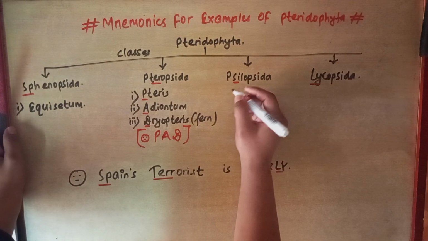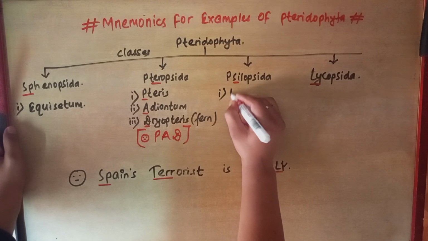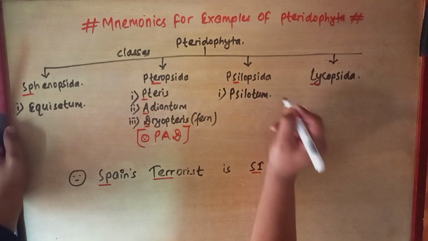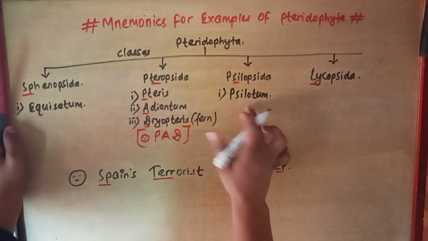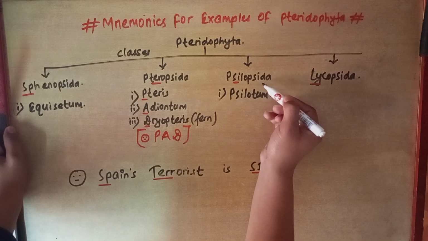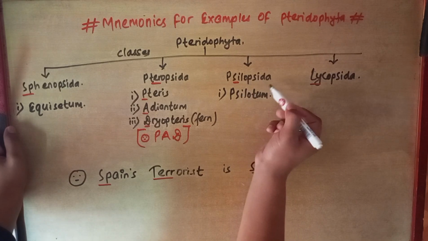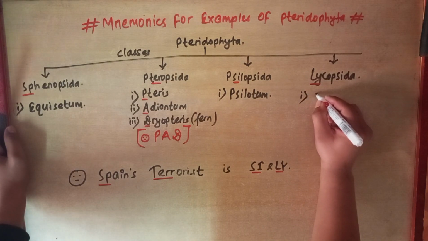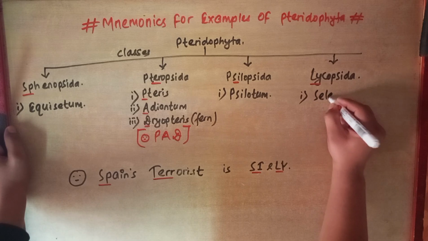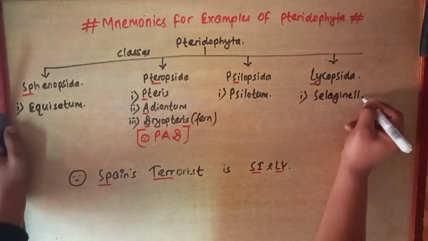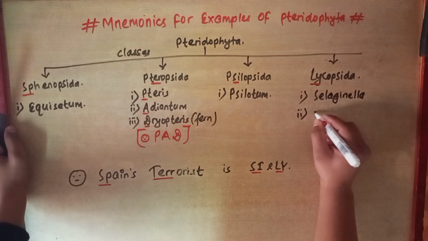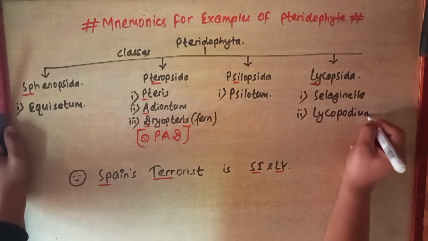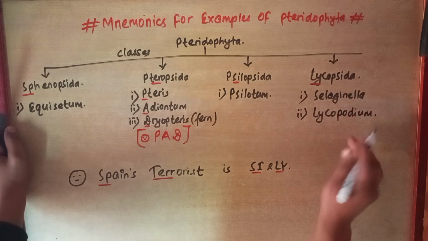And now let's move into Coelopsida. So in Coelopsida the example is Coelotum, and as you know this Coelotum does not need any trick because the name is similar to its class name, that is Coelopsida and Coelotum. And in Lycopsida the examples are Selaginella and Lycopodium. Again, this Lycopodium is similar to the class name.